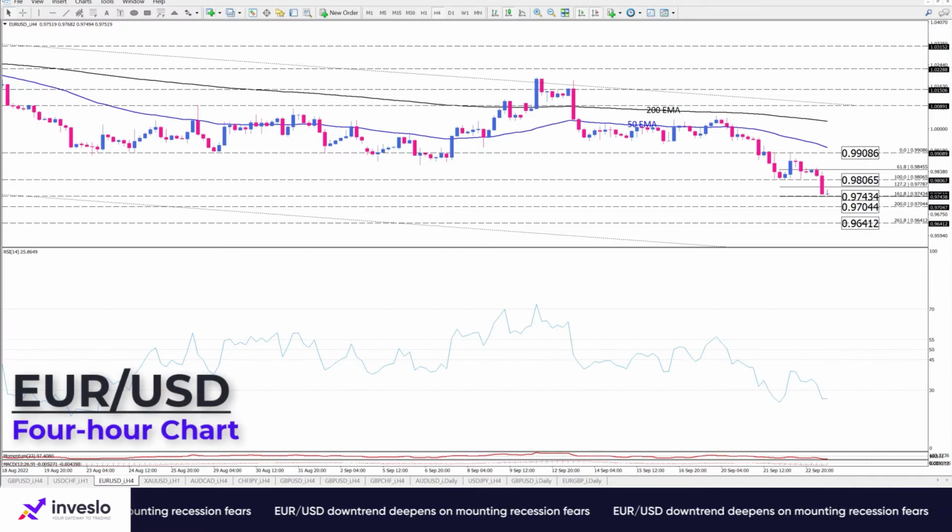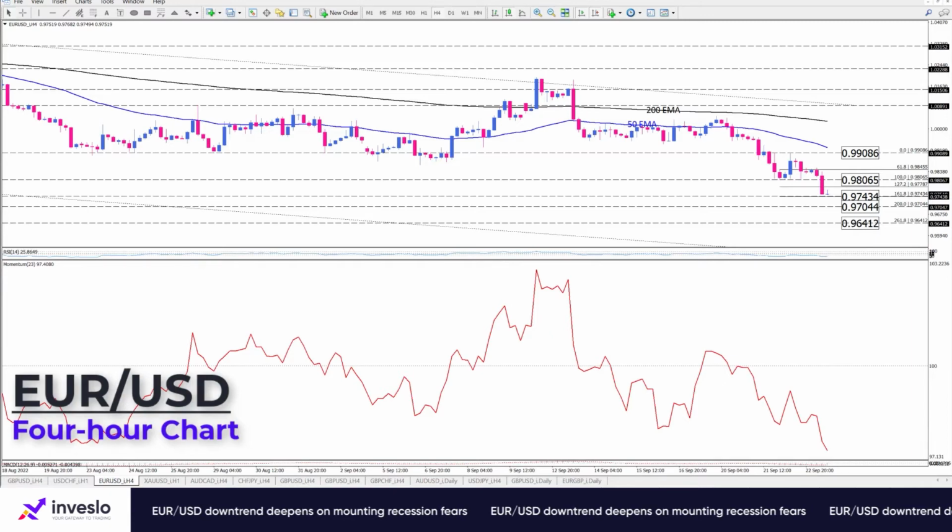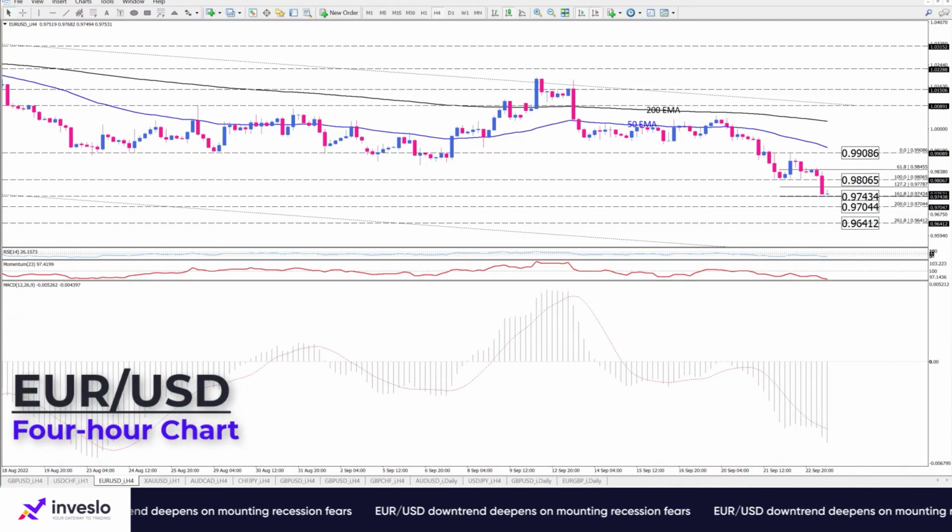That means the price may hang out at the 0.97434 hurdle before clearing that, and momentum is moving down in the selling territory. Likewise, MACD bars get taller below zero, aiming to cross below the signal line as well.